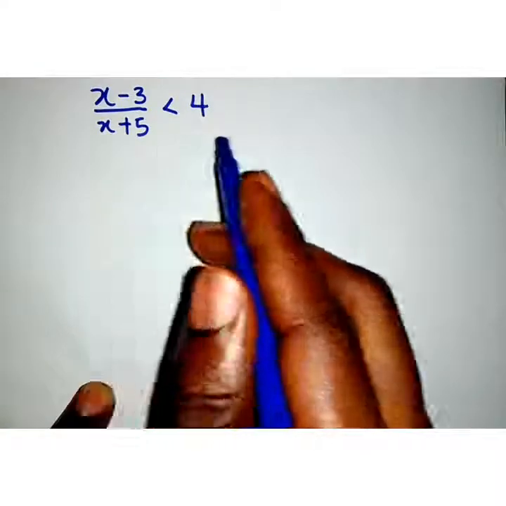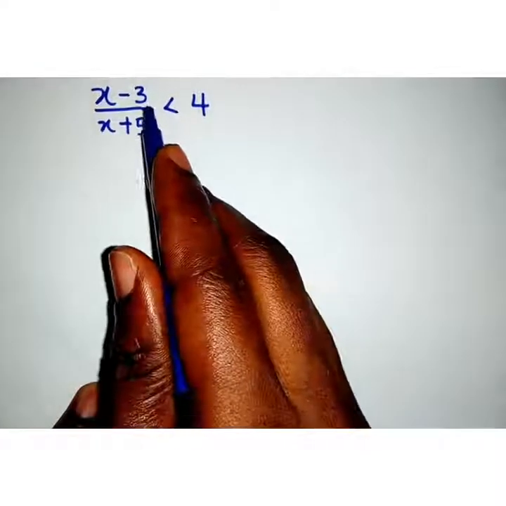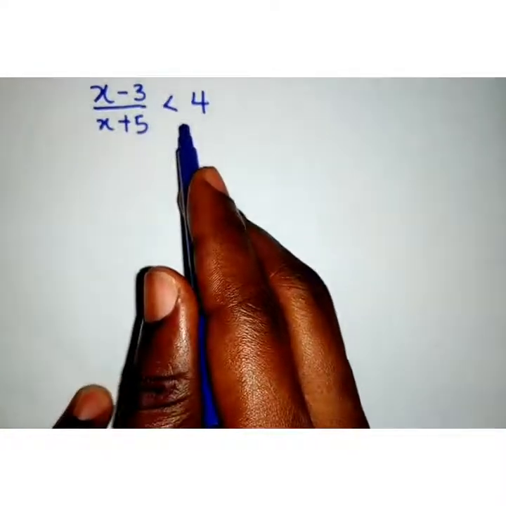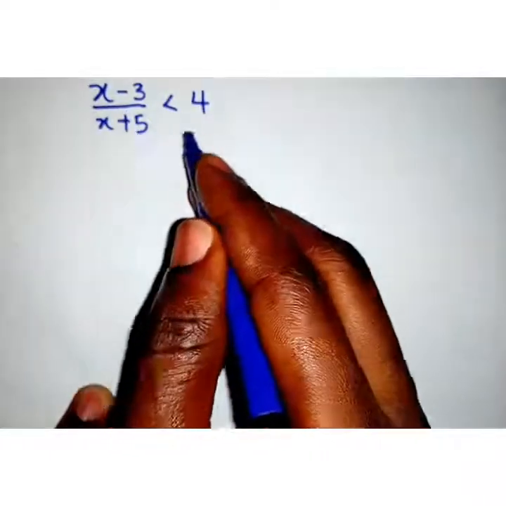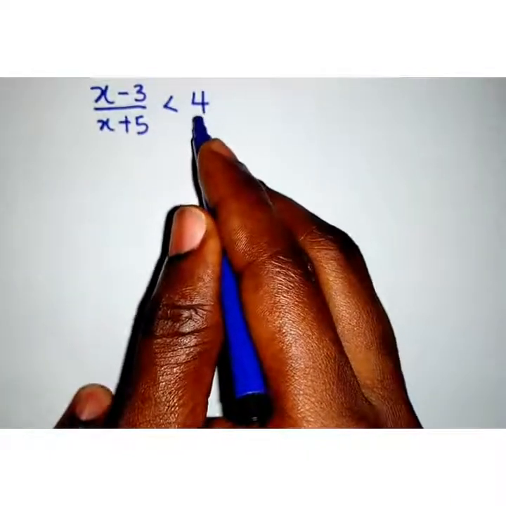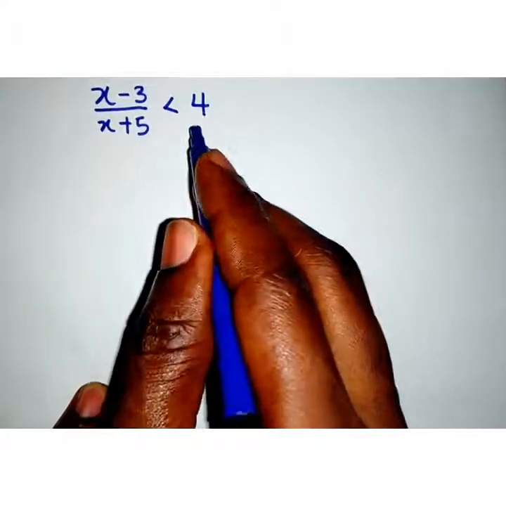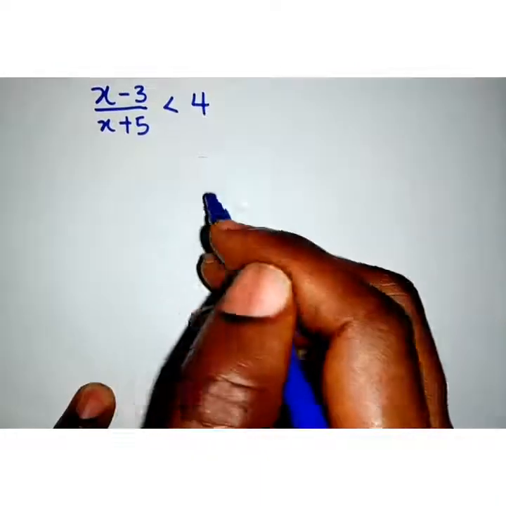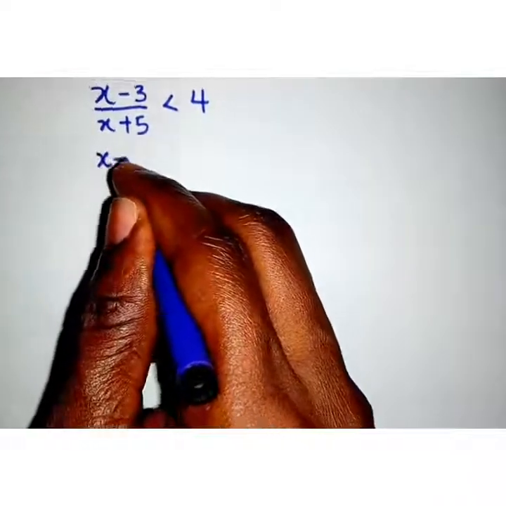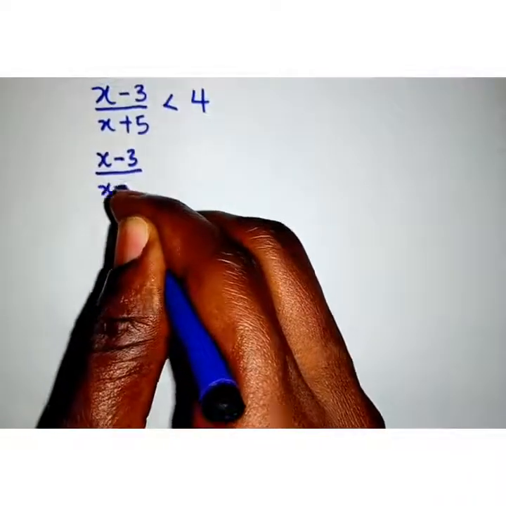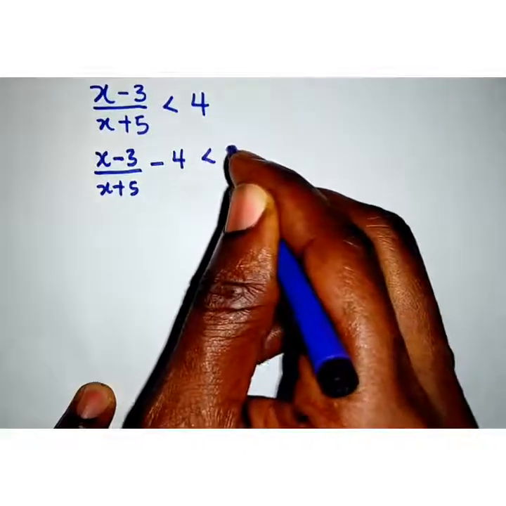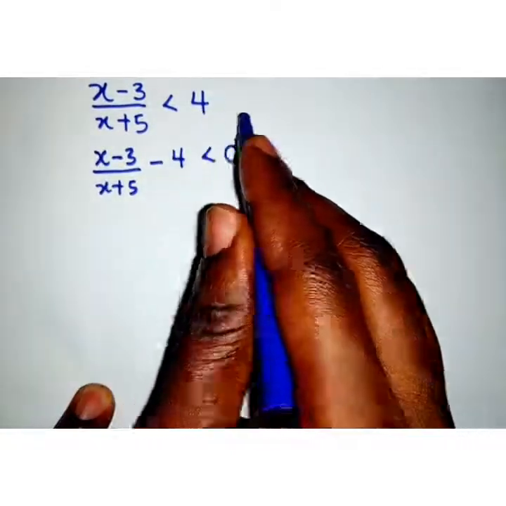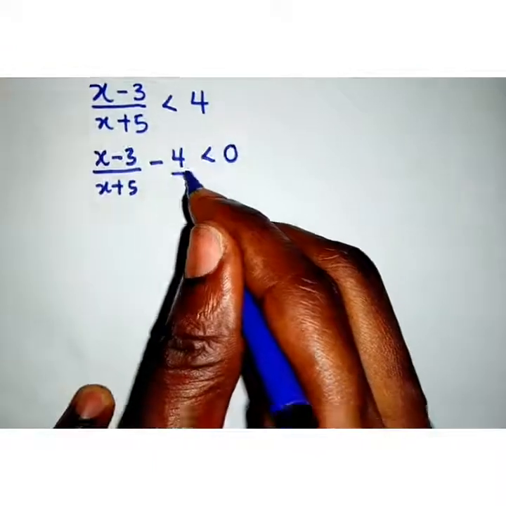So let's solve this. Solve (x minus 3) over (x plus 5) less than 4. Now the first step is to rearrange this inequality so that 0 is on the right-hand side. And we do that by subtracting 4 from both sides. So we have (x minus 3) over (x plus 5) minus 4 less than 0. We subtracted 4 from both sides. And so we can do this.